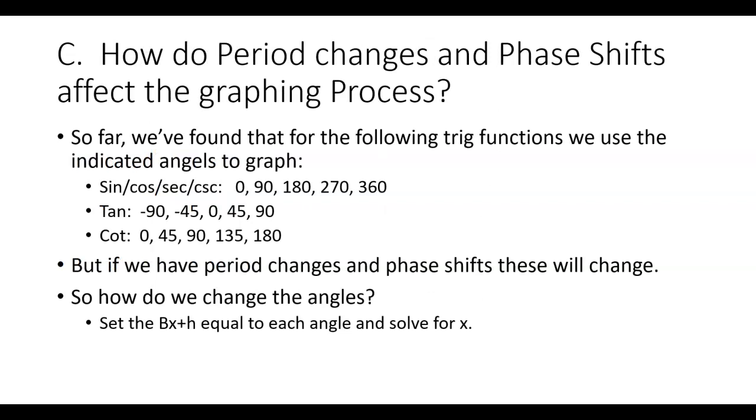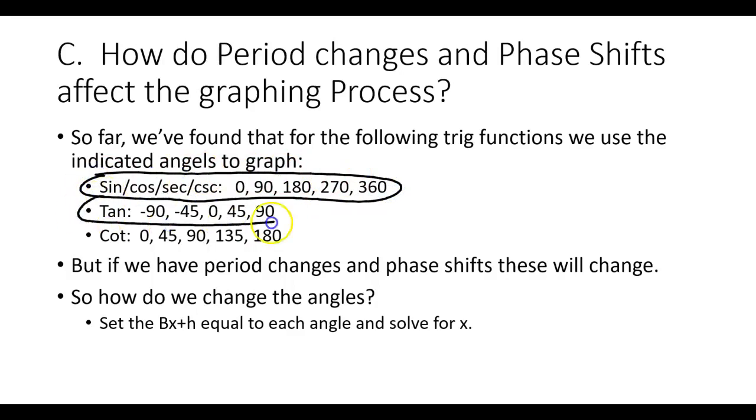So, how do period changes and phase shifts affect the graphing process? This whole chapter we've been talking about how to graph these functions. So how is this going to affect our graphing process? Well, as you guys know, for sine, cosine, secant, and cosecant we've usually used these angles, and for tangent we've usually used these angles, and for cotangent we've usually used these angles. But if you're going to start compressing things and shifting things around, those angles are going to be changing.